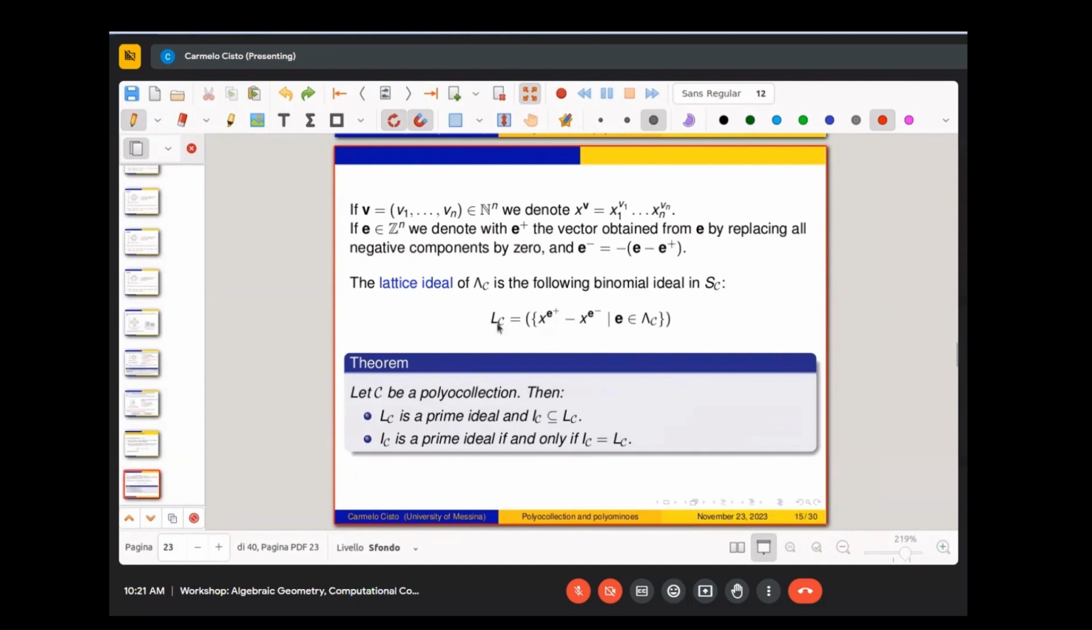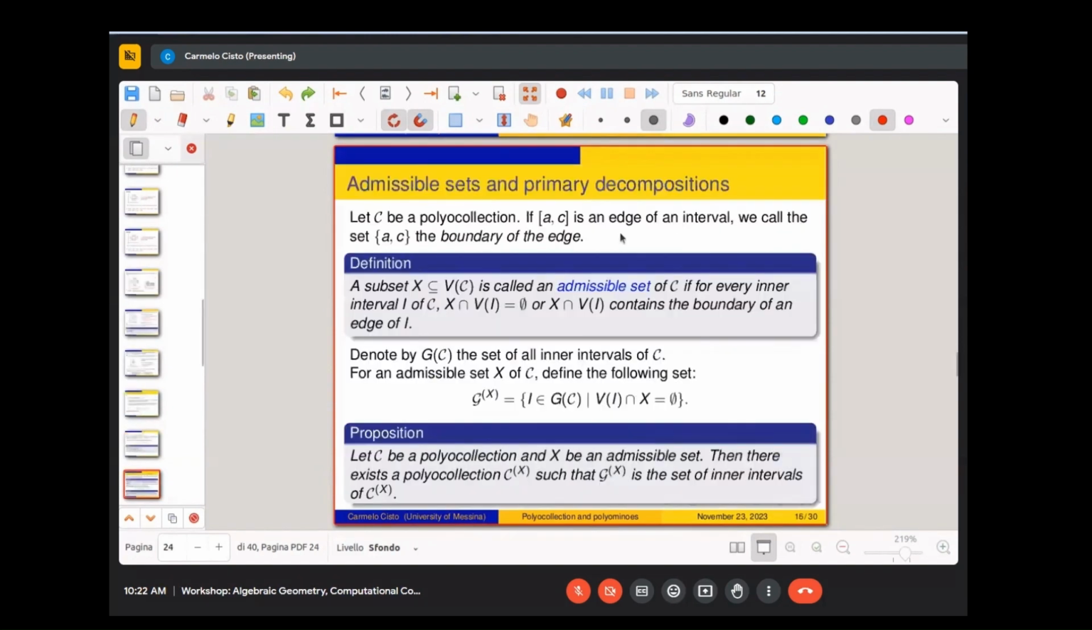This ideal is important because of these two properties. The first one is that the polyomino collection ideal is always contained in the lattice ideal. Moreover, this ideal algebraically characterizes the primality of the polyomino collection ideal, because the polyomino collection ideal is prime if and only if it is equal to the lattice ideal. And this is a good tool to study what I introduce soon.